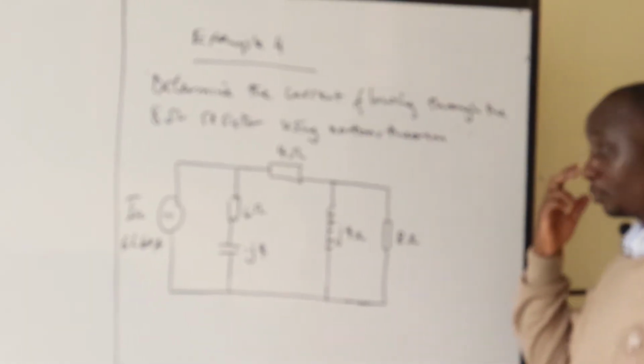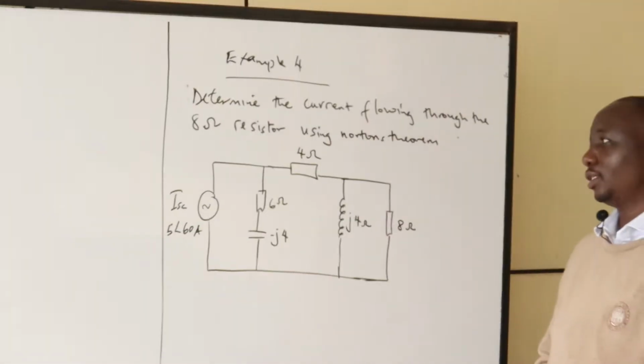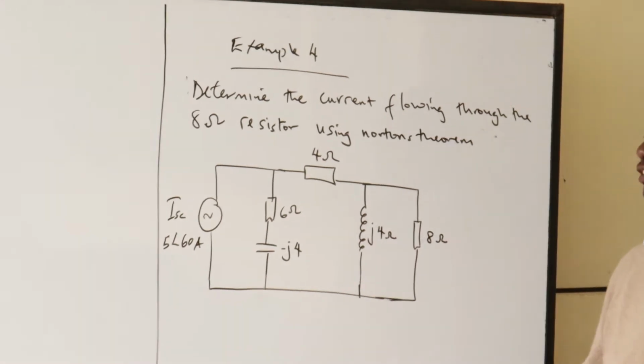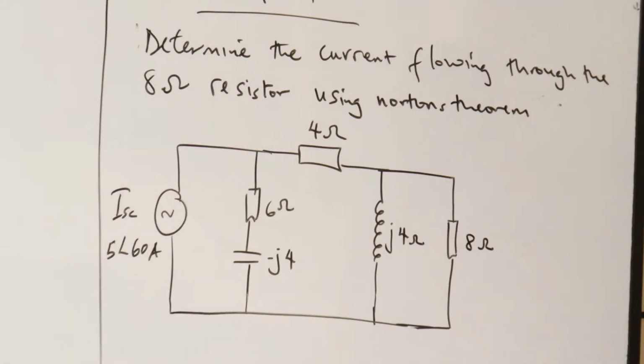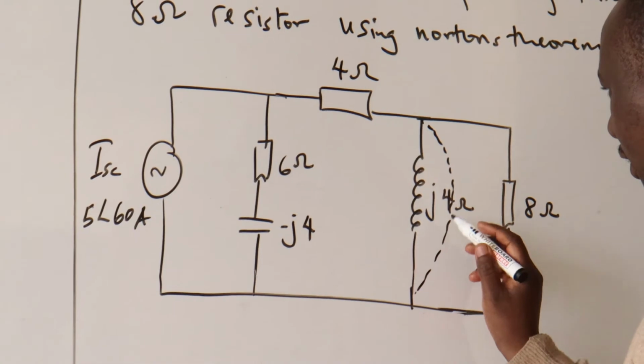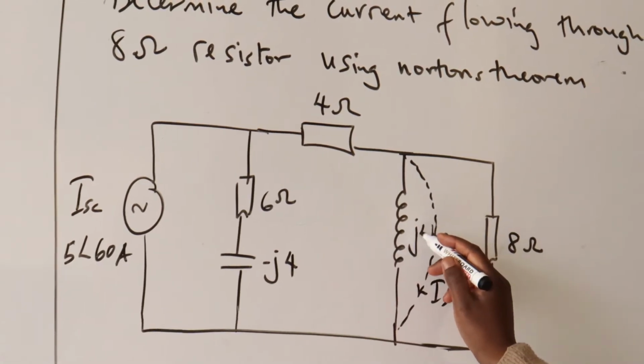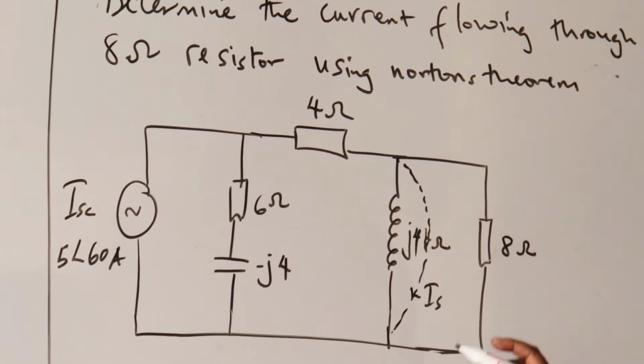Now let us proceed to example 4 and also look at a unique feature about the circuit. The circuit has a 4 ohm resistor in series between the two parallel lines and the source. So for us to get the short circuit current, if we create the short circuit path across this, it means that the short circuit path will bypass the j4 ohm resistor and the 8 ohm resistor.